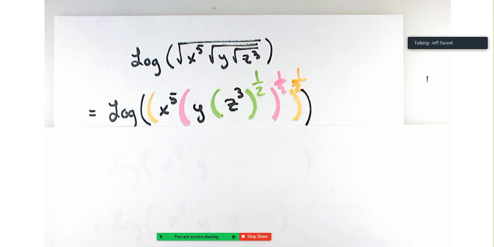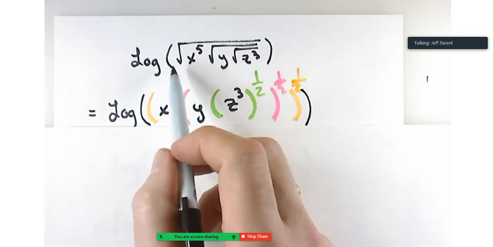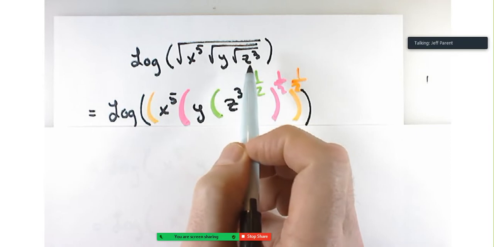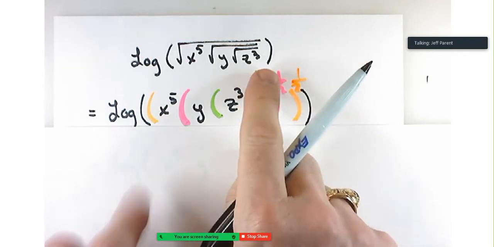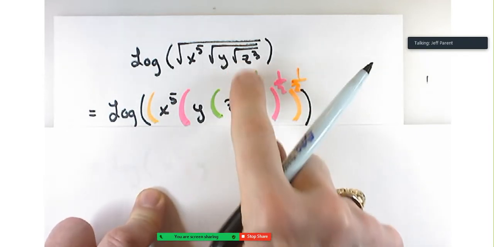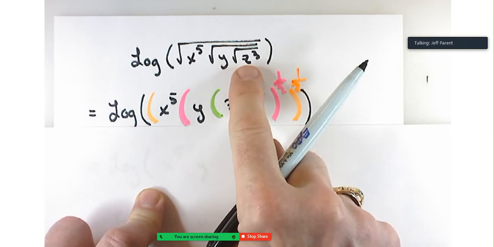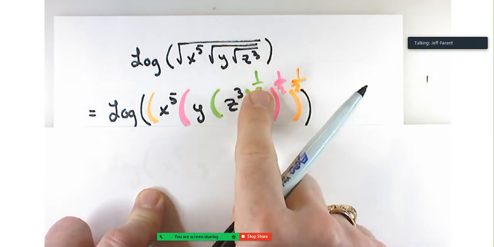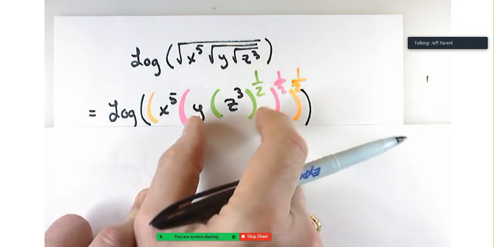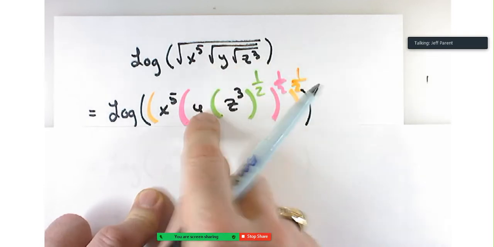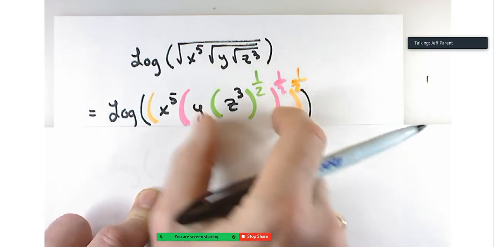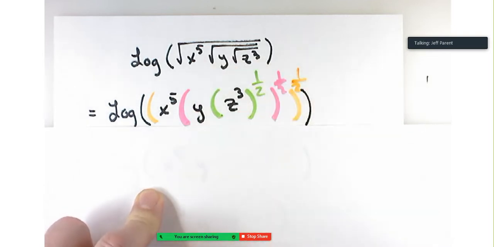So you got a problem like this, which has a bunch of nested roots here. And what I did is I looked at each of these and said, you know what, I'm going to write that with exponents. So z to the 1/3 raised to the 1/2 power. And then I have the square root of all that. So it's y times that. But then that whole thing is raised to the 1/2 power.